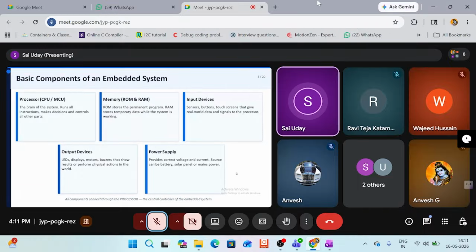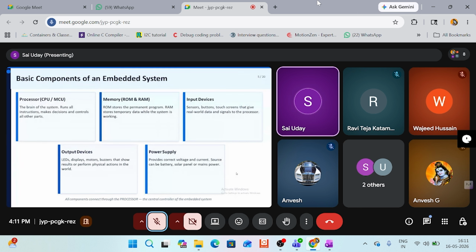So coming to the basic components. Every embedded system relies on five basic building blocks. At the center is the processor, which acts like a brain, running instructions and controlling all the other components. Next is the memory, which stores the permanent program firmware, like RAM, flash and whatnot. If you want to store any data, memory has to be there. That is one major component of any embedded system.